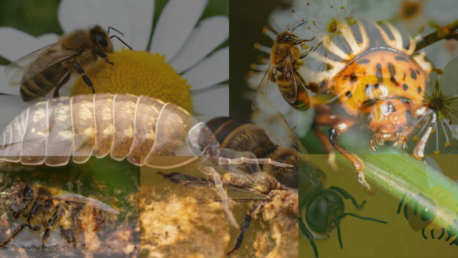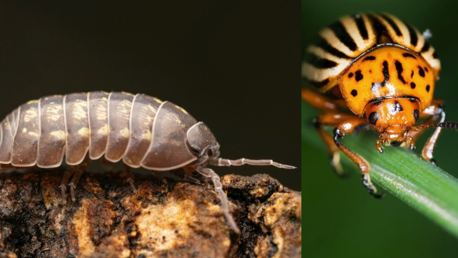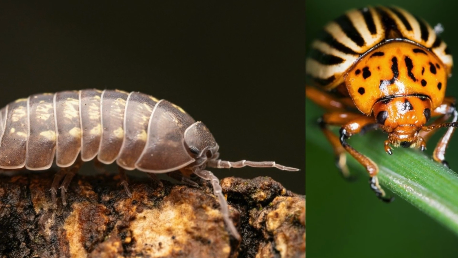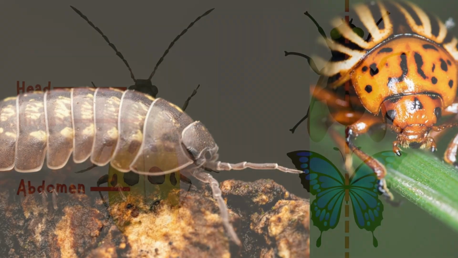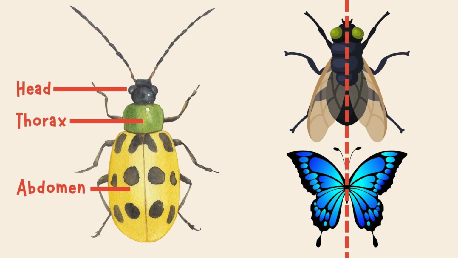Insects are everywhere and play an important role in our world. They help plants grow, pollinate flowers, and even break down waste. Today, though, we will focus on the parts of an insect and their symmetrical shapes.